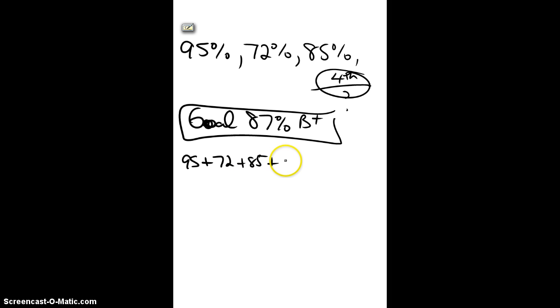So you would have a score for that fourth test. In real life, if you knew all four, you'd add them up and you would divide by 4. And in theory, if you met your goal, they would average to 87 or maybe higher. We could maybe make this an inequality if obviously we were okay with a higher grade. We'll just set it as an equation for now.